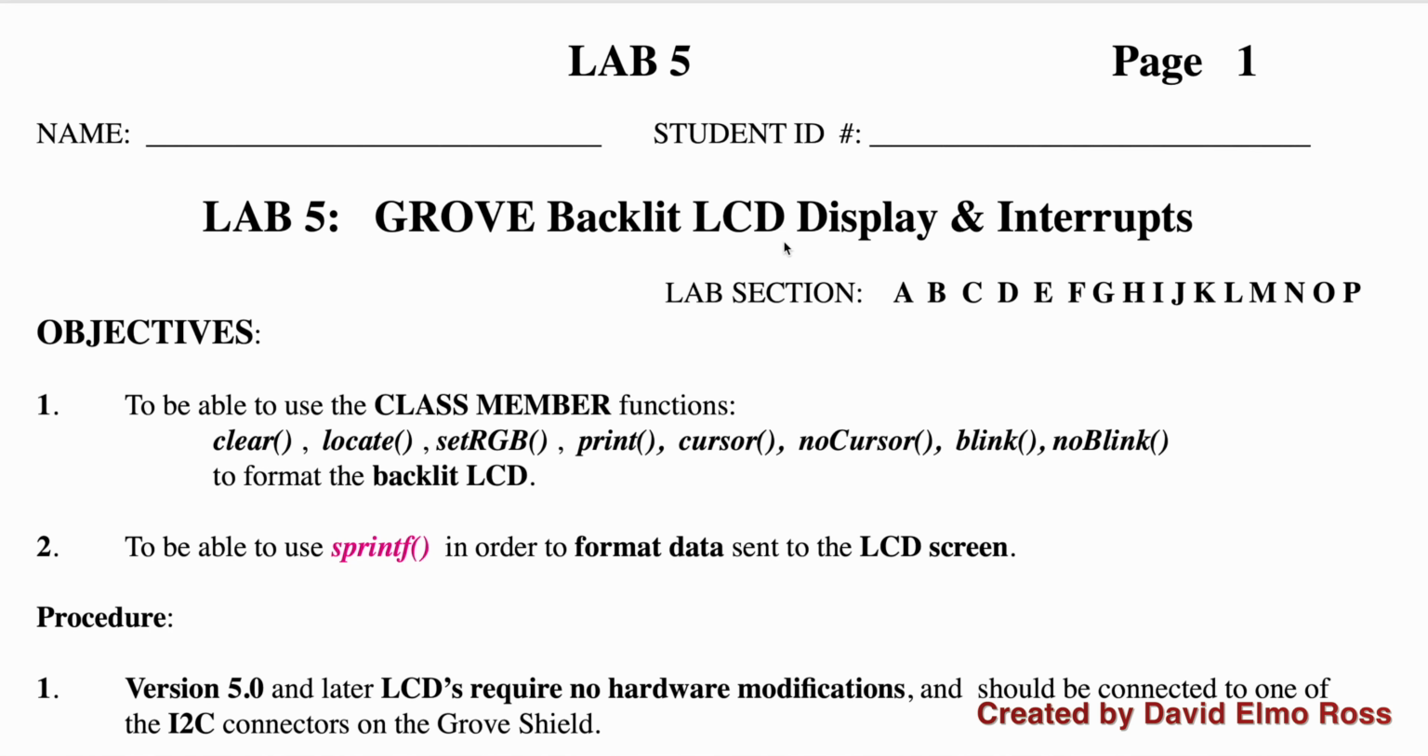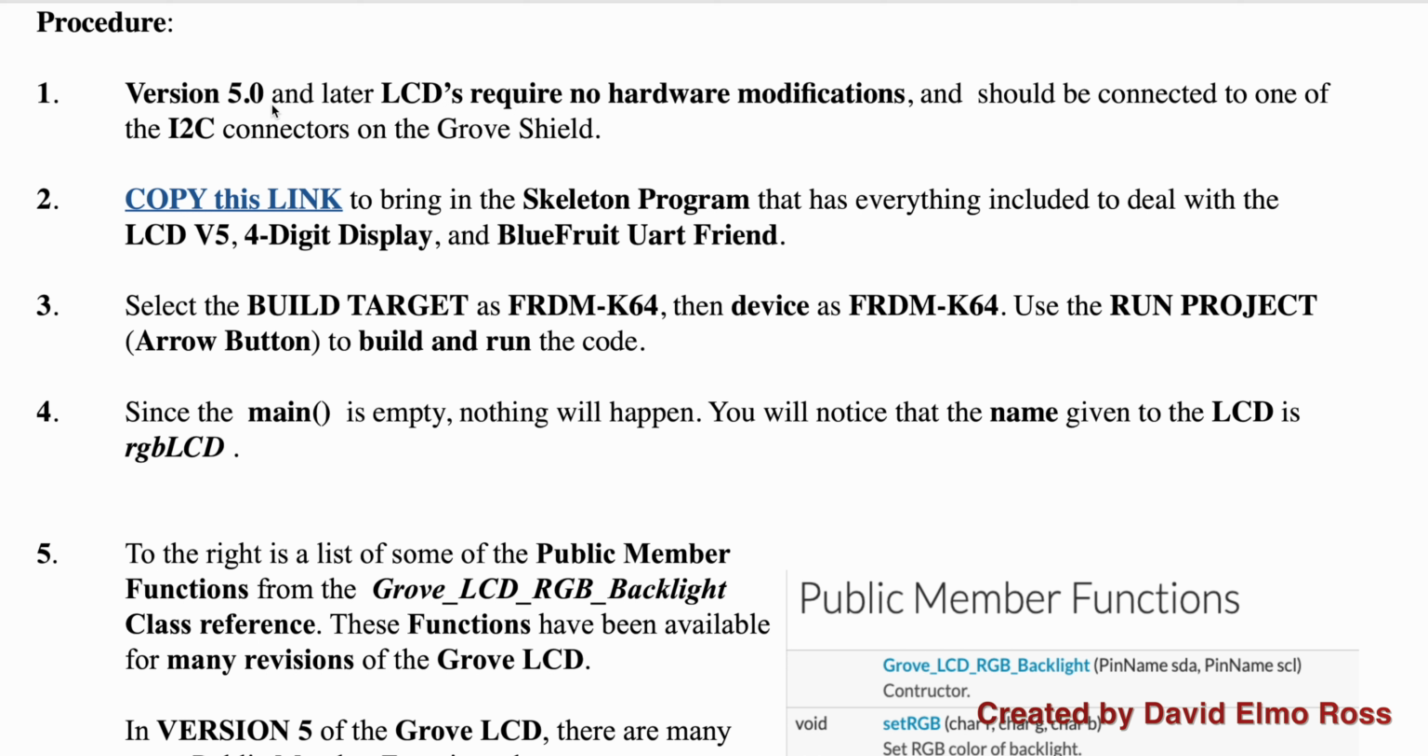Lab5 is about the Grove backlit LCD display and interrupts. Now, the Grove LCD has gone through a number of revisions. In version 5 and later, LCDs require no hardware modifications and should be connected directly to the I2C connectors on the Grove shield. Version 5 has a lot more features and functions than version 4 and the earlier versions, and we're going to look at that in this video.